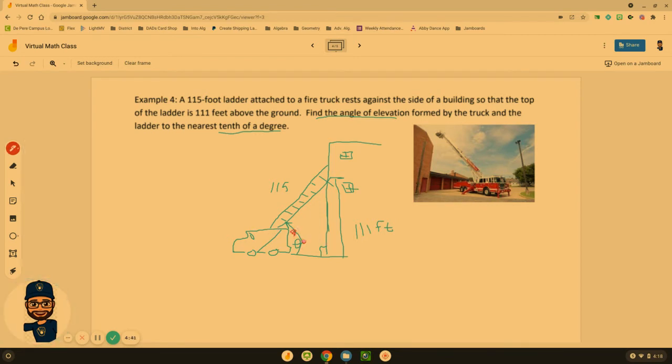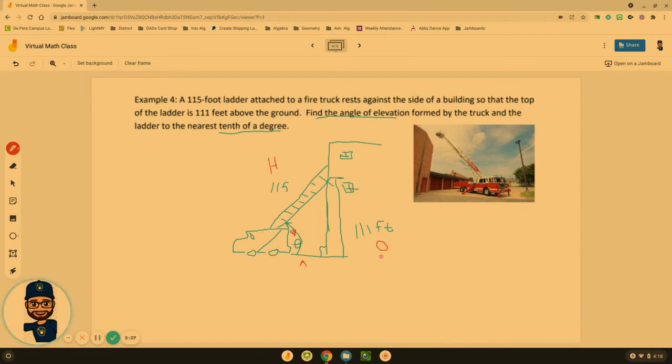If I'm looking for this angle measurement and I'm standing here, I've got to figure out what two parts of the triangle I have so that I can then use the correct trig function. Well, this is the adjacent side over here because it's right next to the angle. This is the hypotenuse because it's opposite the right angle where the building and the ground meet, and this then has to be the opposite.